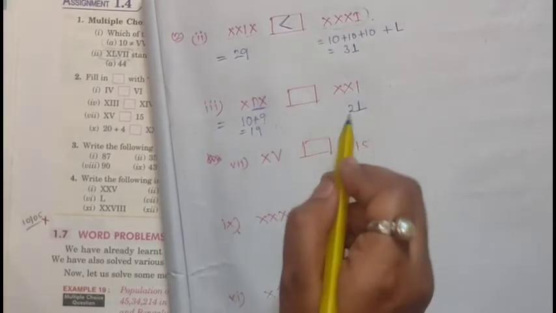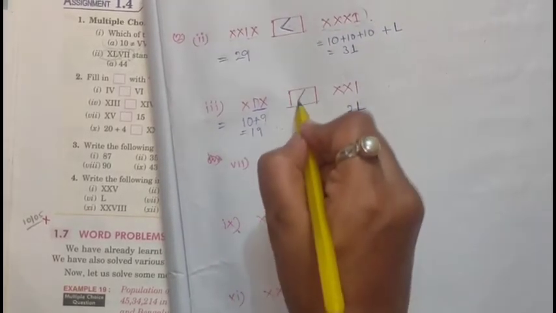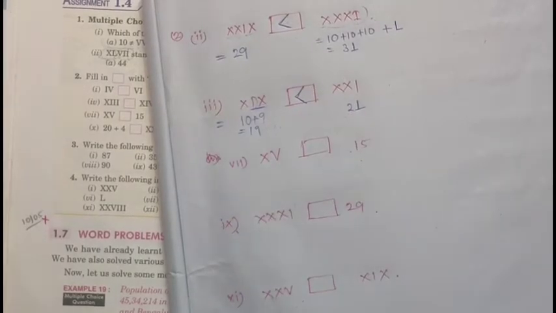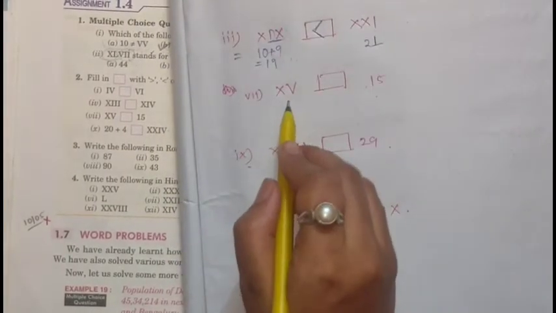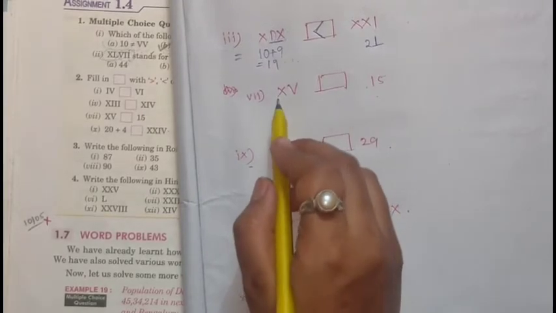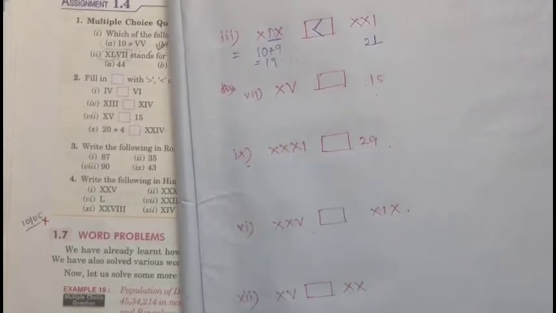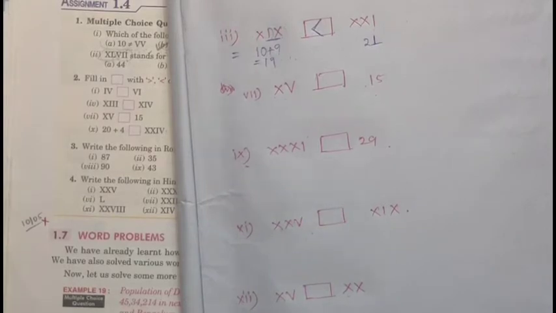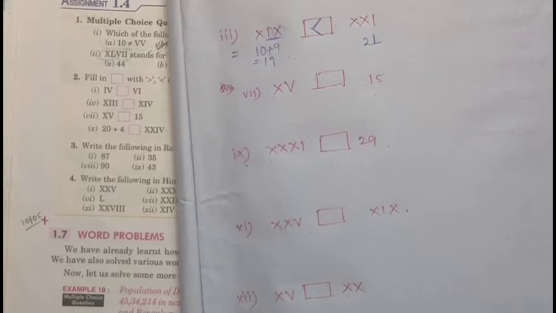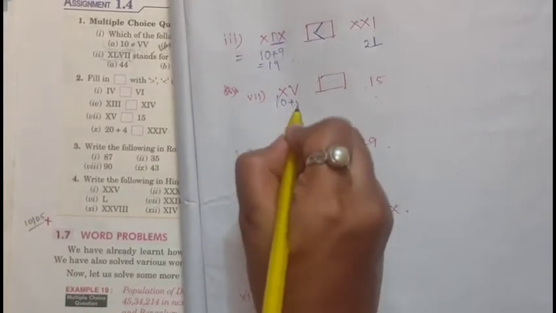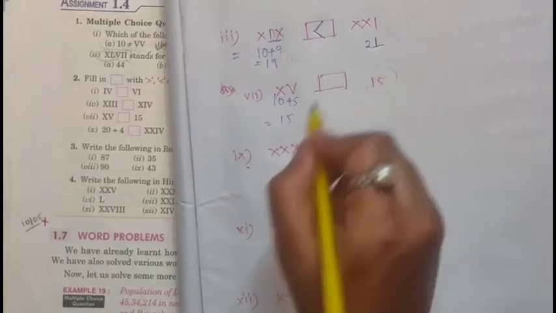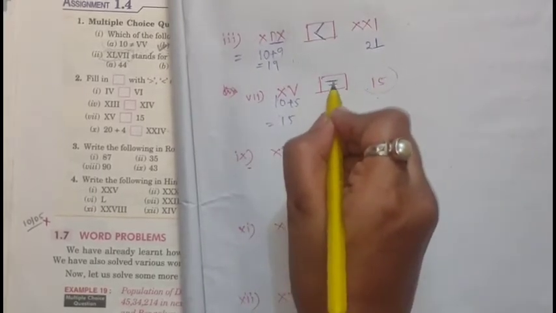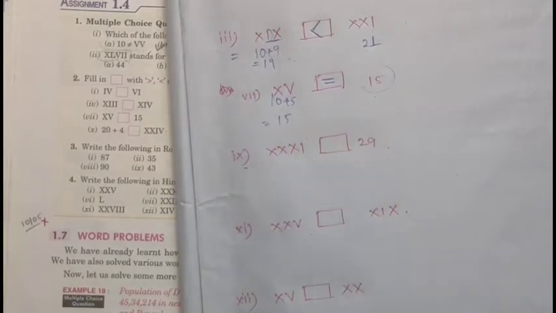So which one is greater? This one is greater, so we need to put this sign, less than sign. Next one XV, this is for XV, X is for 10, V is for 5. So smaller value is written to the right side of greater value. Smaller value ta ki greater value right side ache. So when the smaller value is at the right side, then we need to add the value. So 10 plus 5, that is 15, and this is also 15. So we need to put here equal to sign because these two values are same.